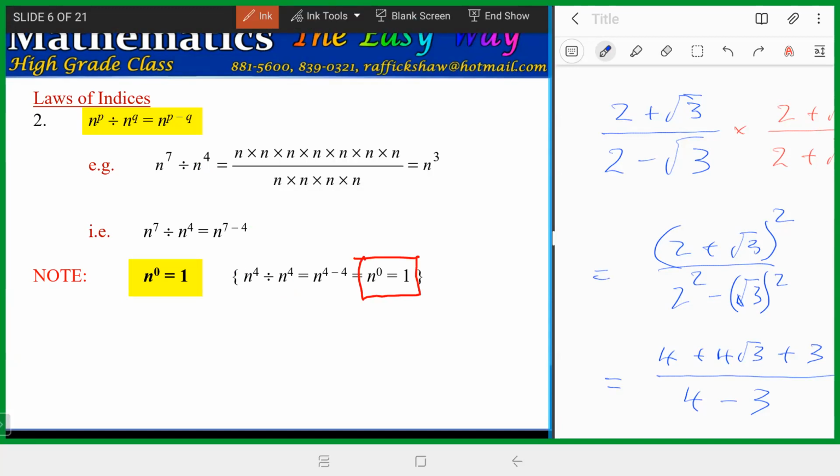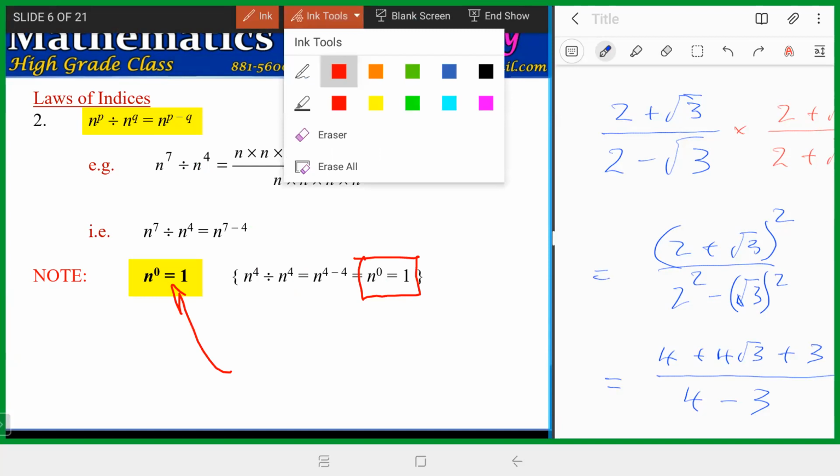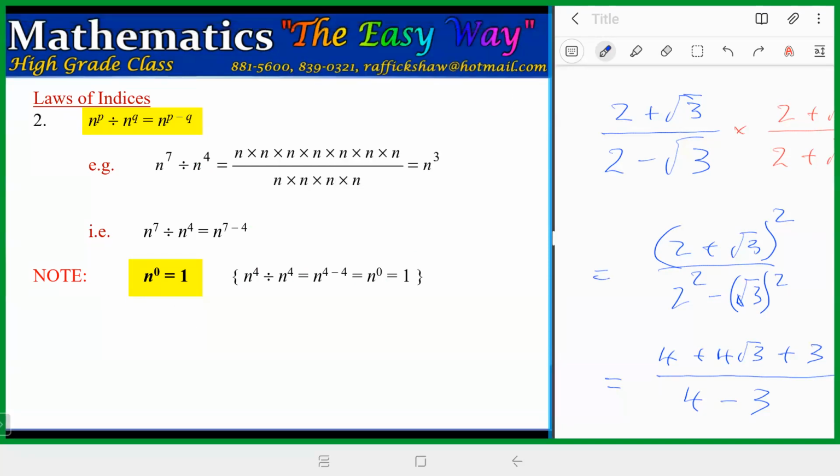So this is all you need to know. Any number raised to the power 0 equals 1. This is easy to know.